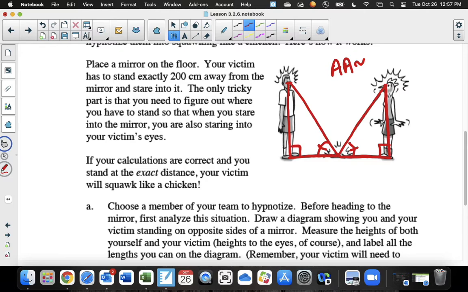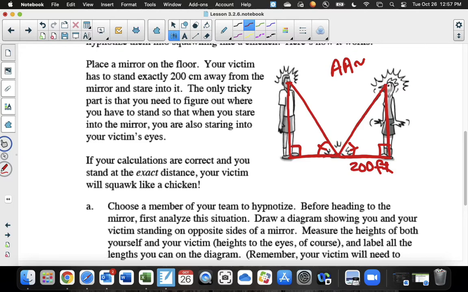Says here, we're going to make up some numbers. Says here, they said your victim has to stand 200 centimeters away. Let's go with some feet instead. I'm going to change the units to feet, even though it's a lot here. So if the victim is 200 feet away, because it makes more sense. That's a long ways away.